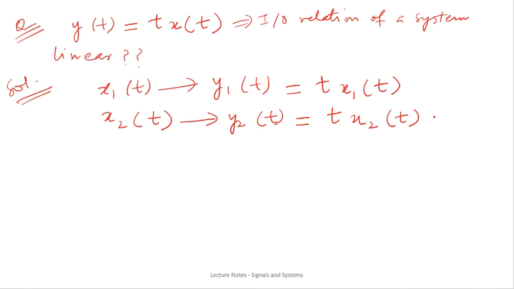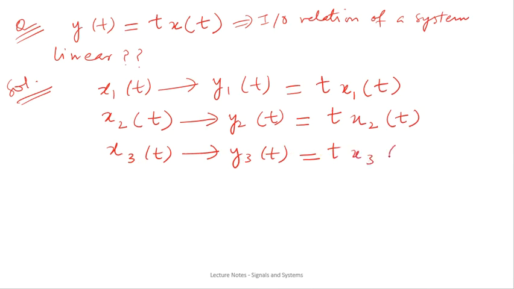Okay, now consider one more input, and assume that the output corresponding to x3 will be y3, and this will be represented as t times x3(t). Now you assume this x3 as the linear combination of x1(t) and x2(t).